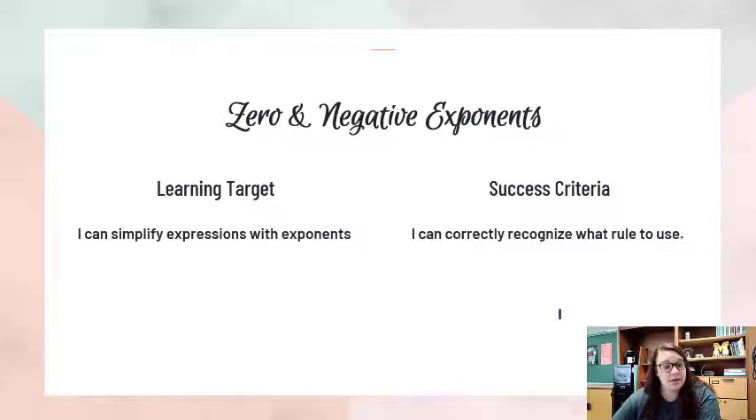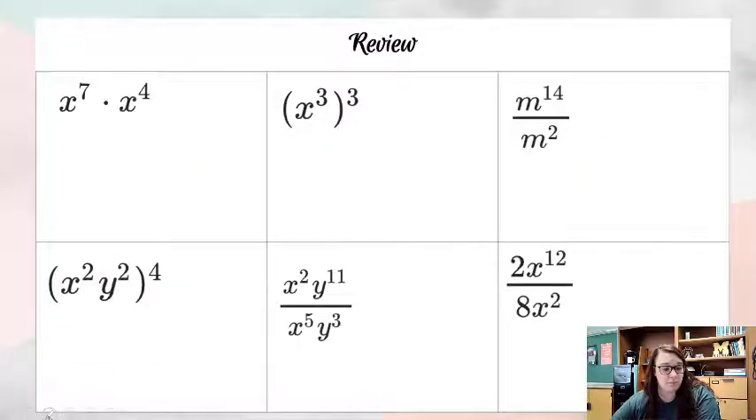Today we're continuing with exponential properties with zero and negative exponents. Our learning target is to be able to simplify expressions with exponents, specifically those with zeros and negatives. You'll know you're successful when you can use all the rules together. Let's jump in. First, I want to review what we've had so far.